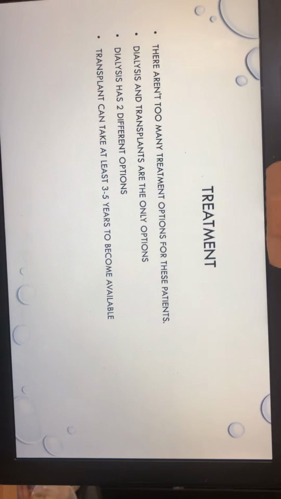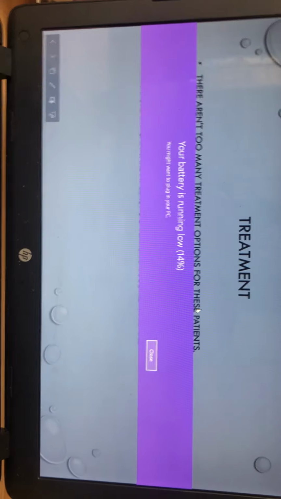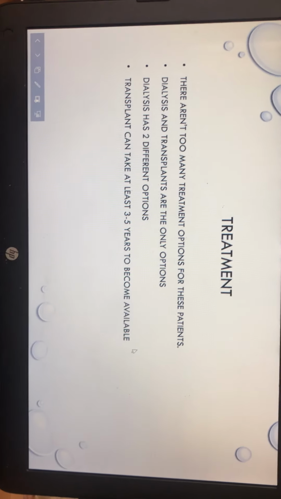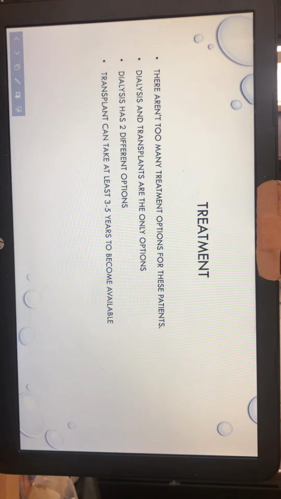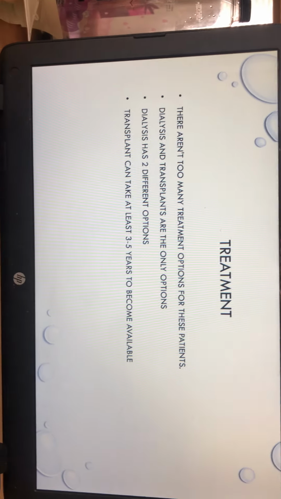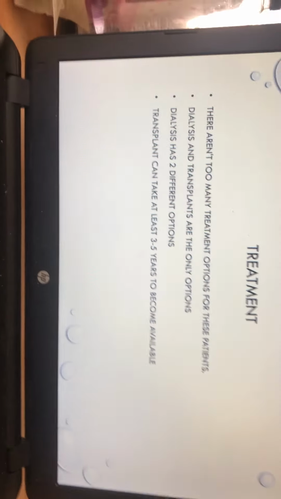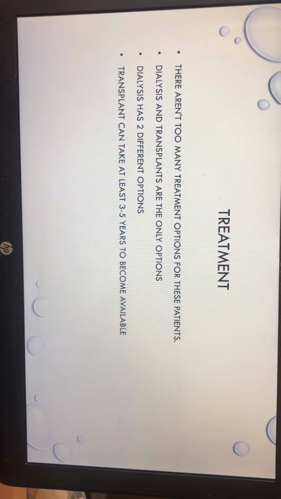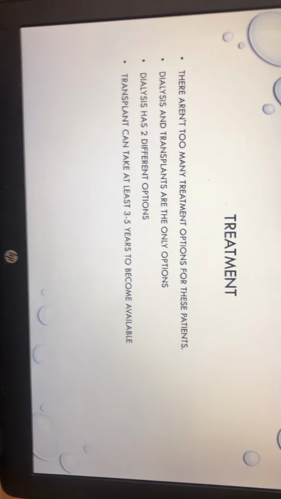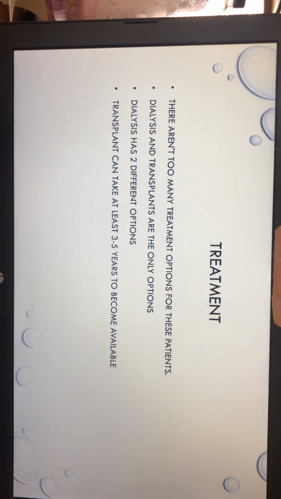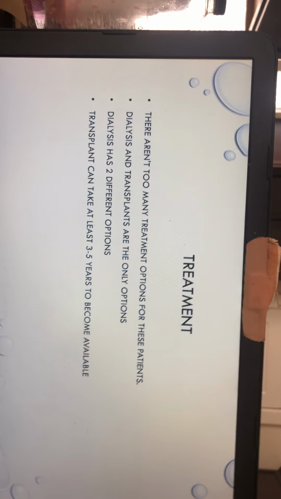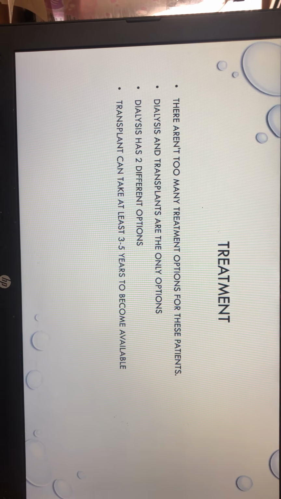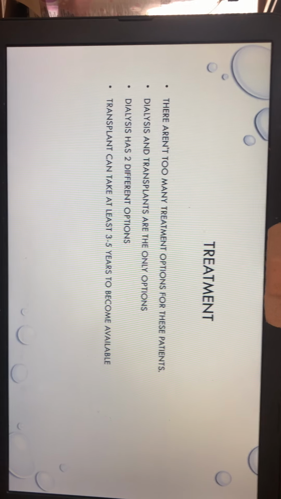And the two different types of dialysis are hemodialysis, which can be done in an outpatient facility or in a hospital, and the patient would have to go and get this procedure done 3 days a week. And then there's peritoneal dialysis, which can be done at home with multiple sessions throughout the day.